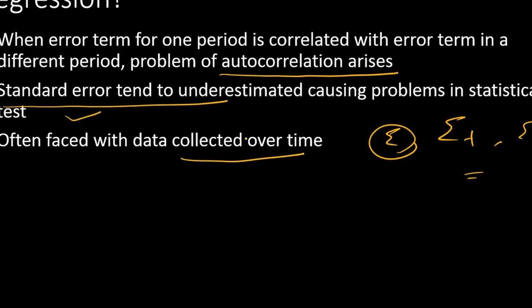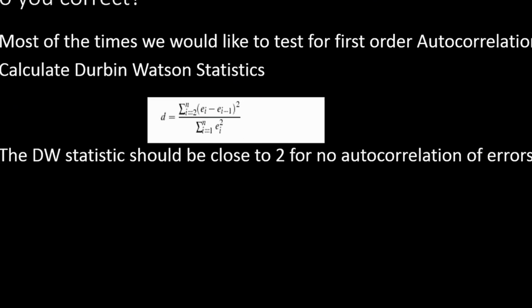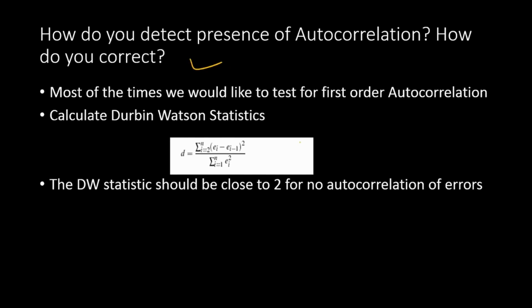So this is faced with data which is collected over time. If you have taken sales data for different years, most likely your sales values will be correlated across time, right? Correlated over time. So you face the problem of autocorrelation there. So how do you detect the presence of autocorrelation and how do you correct it? Most of the time we will come across autocorrelation of first order. First order correlation can be detected using the statistical test known as the Durbin-Watson test.